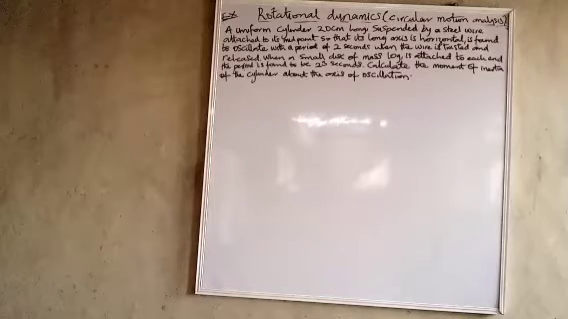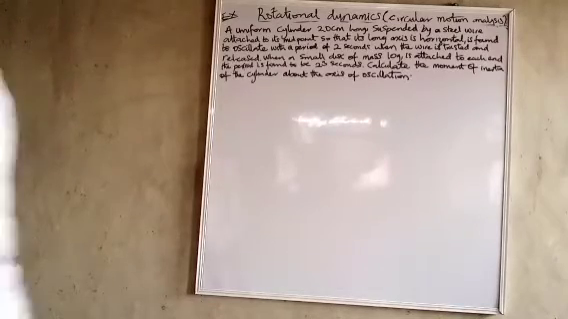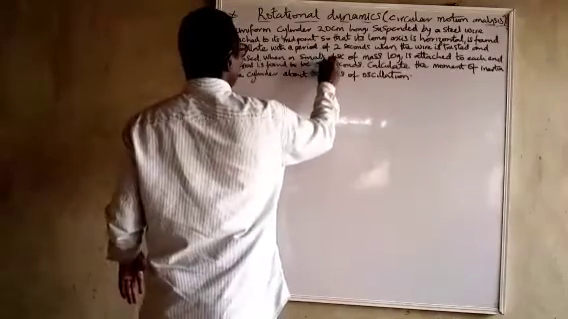A uniform cylinder, 20 centimeters long, suspended by a steel wire attached to its midpoint, so that its long axis is horizontal, is found to oscillate with a period of 2 seconds when the wire is twisted and released. When a small disc of mass 10 grams is attached to each end, the period is found to be 2.3 seconds.